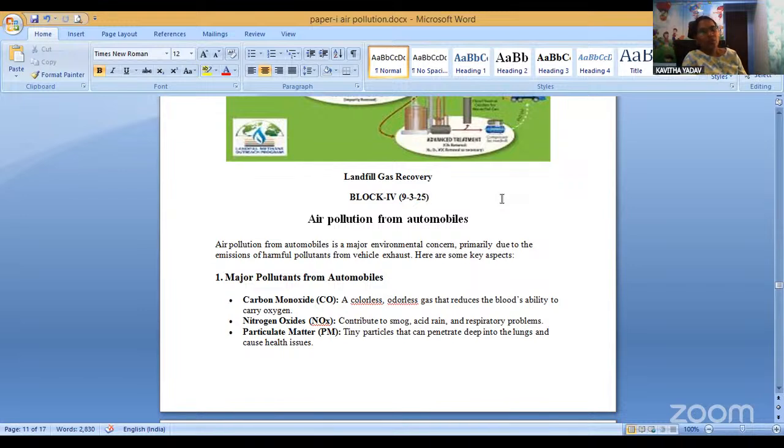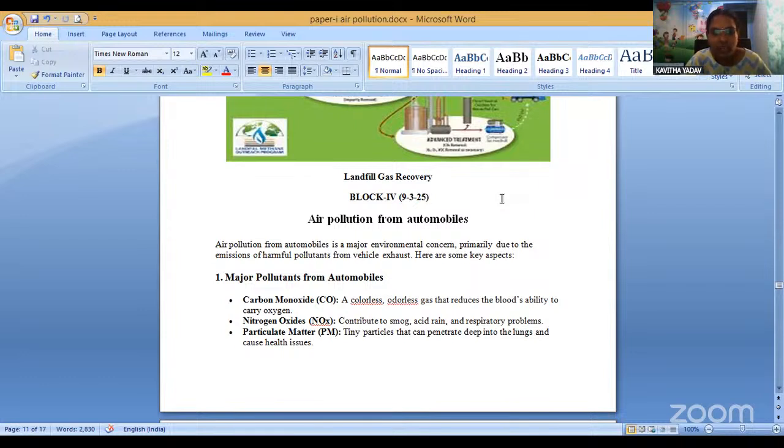First, a major pollutant from automobiles is carbon monoxide, CO, a colorless and odorless gas that reduces the blood's ability to carry oxygen. So carbon monoxide doesn't have any color or odor, but it has the capacity to reduce the blood's capacity to carry oxygen. So it is the most dangerous thing.